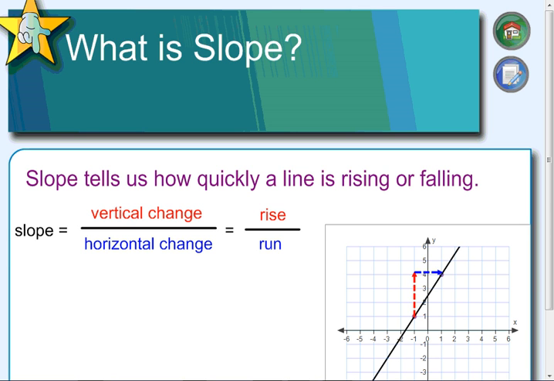Rise over run. Okay, that's how you find slope. But slope is a measurement of the steepness. It's a numerical measurement.